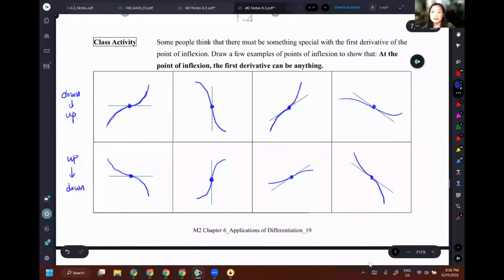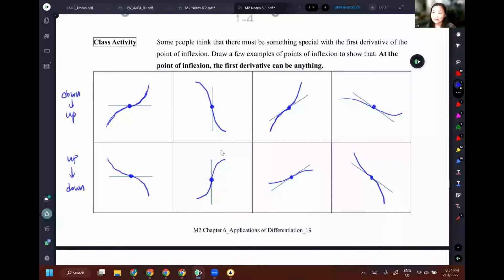That's our first exercise. When you first encounter this, you just learn, you follow how I draw it. You just copy it, and then you feel, oh, this part is concave down, and this part is concave up. Then in the middle, there's a change.